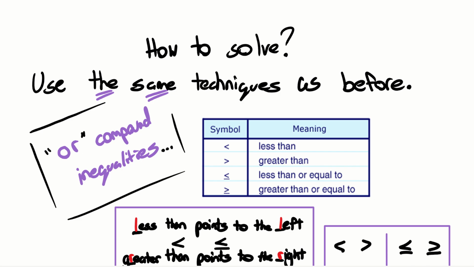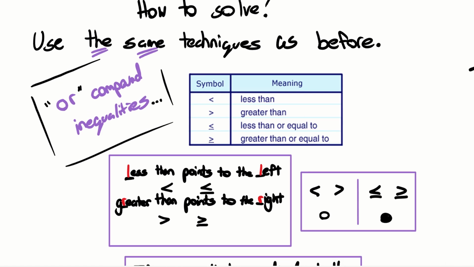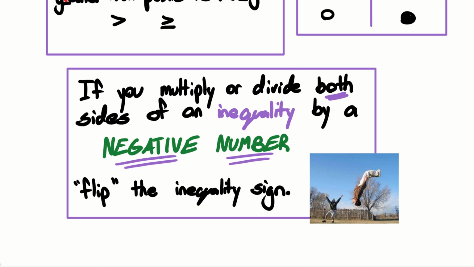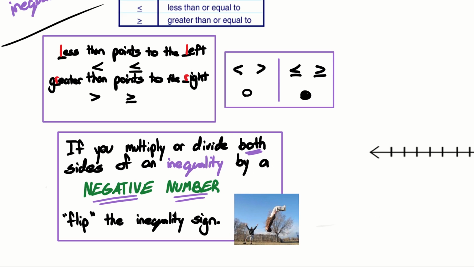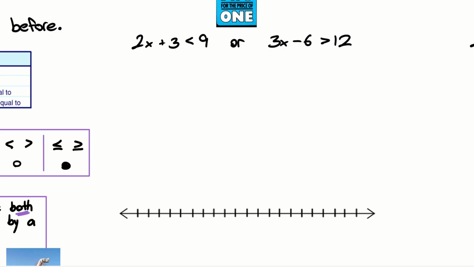So how to solve them? Well, I got to say this, everyone, students. It's the same techniques as before. All the symbols remain the same. The open and the closed dot, that all remains the same. And I must stress it one more time. You still got to flip the sign if you multiply or divide both sides by a negative number. Okay? So here's our first one. 2x plus 3 is less than 9, or 3x minus 6 is greater than 12.